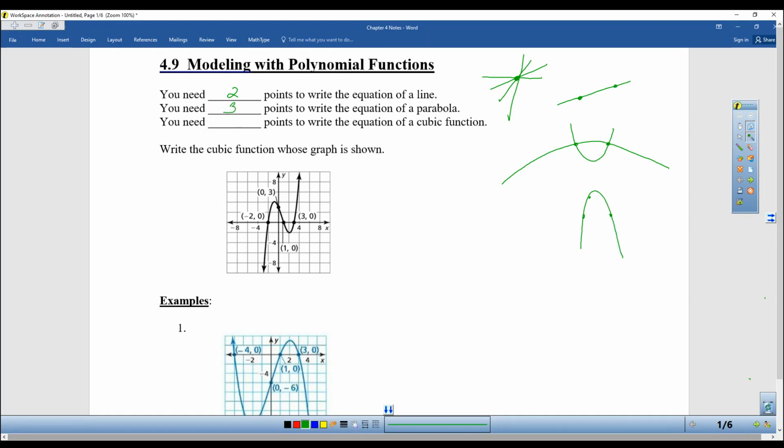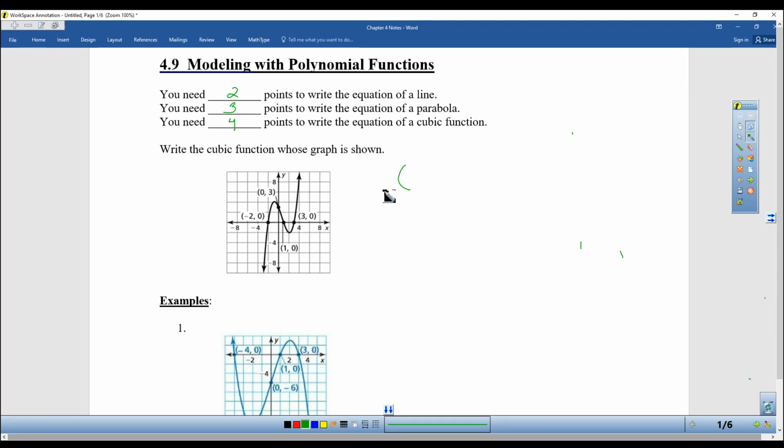To do a cubic function, can you guess? Of course, you need 4 points to write the equation of a cubic function, and that's what we're going to do today. So they did give us 4 points. But what's most important is that they gave us the zeros. So once you have the zeros, you know the factors.